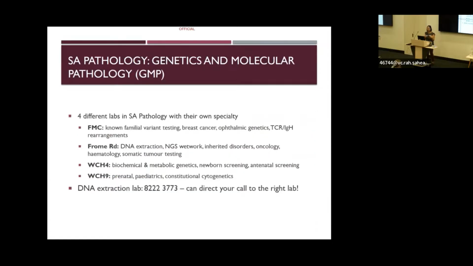And then with us, so GMP, genetics and molecular pathology, we've got 4 different labs at SA Pathology, and they've each got their own area of expertise. We don't do the same tests across the lab just because it's very expensive to duplicate. So we've got a lab down at FMC, 1 lab at Frome Road, and then 2 labs at WCH, each with their area of expertise. And so you can probably best bet is to call our DNA extraction lab at that number, and they can help direct your call to the right lab about the testing that you want to know about.